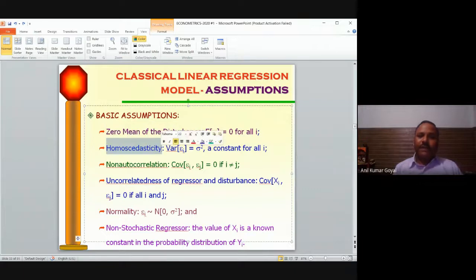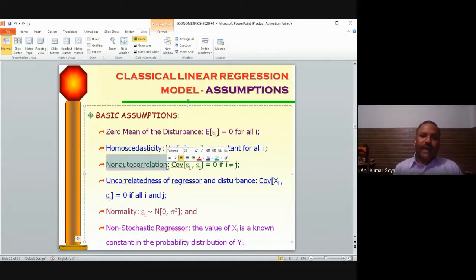Homoscedasticity. It means constant variance; the variance must be constant for all error terms. So there is a condition of heteroscedasticity for independent variables, but for error term, they must be homoscedastic. The variance between error terms must be constant.